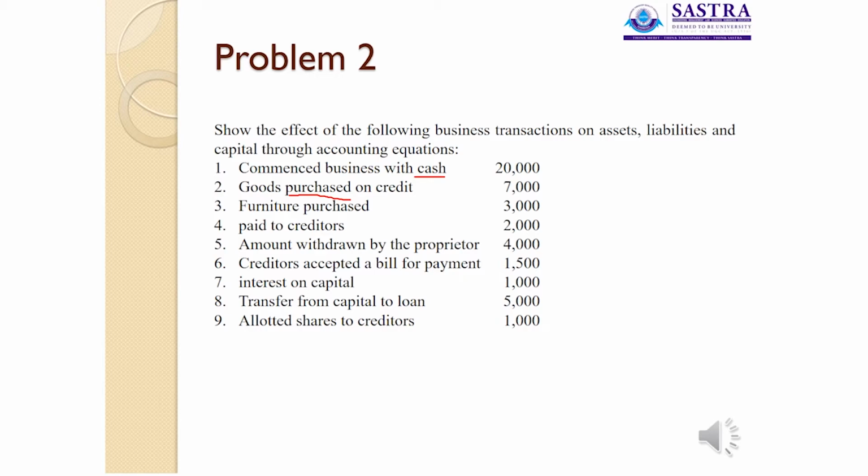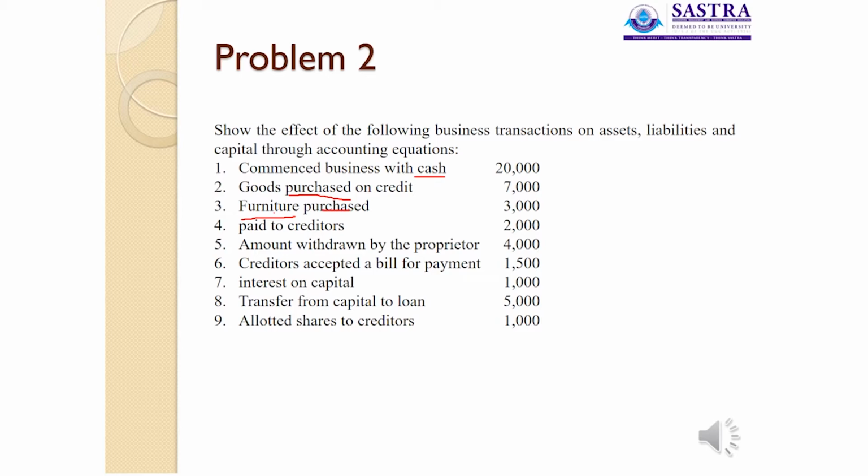Then the next transaction is furniture purchased. Furniture is also one of the assets. So the furniture account and the cash account. Here the asset value, furniture value, is increased, then cash will be decreased. So cash goes out of the business, furniture comes into the business. So furniture value increased, cash value decreased.